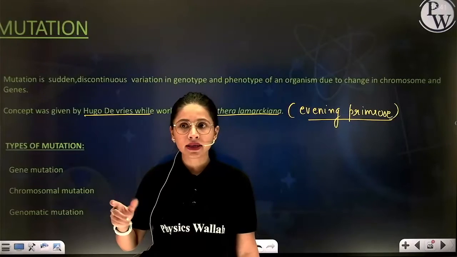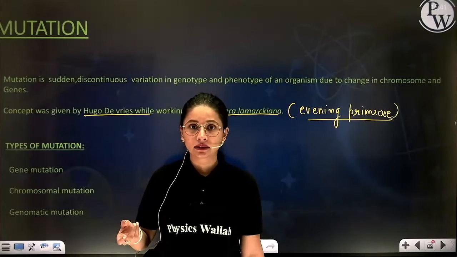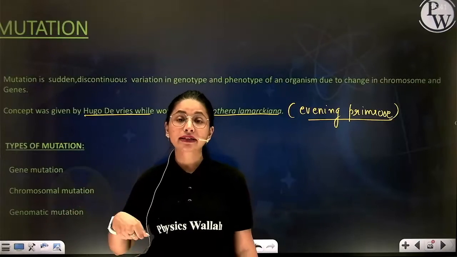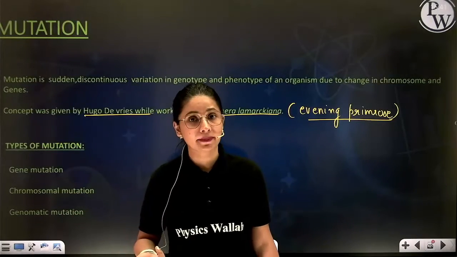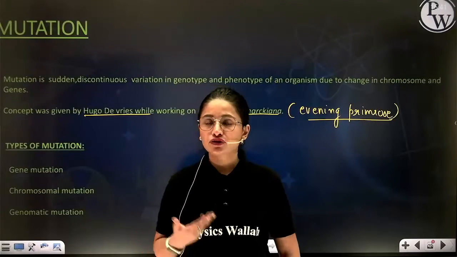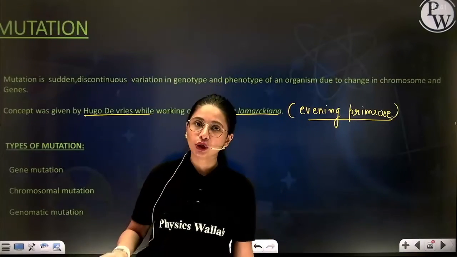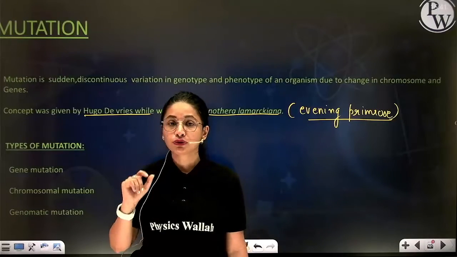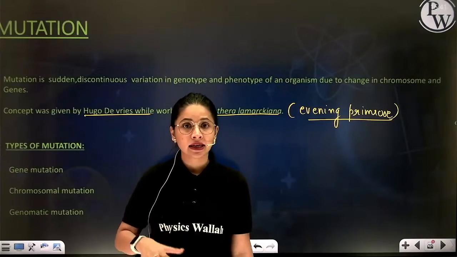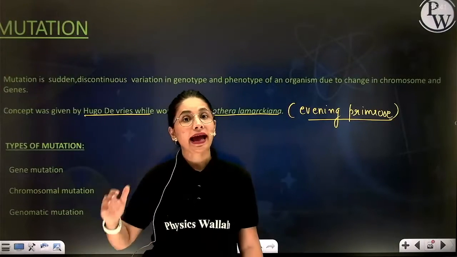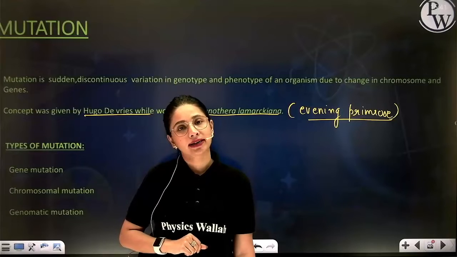So sudden means they are not planned. Any change in the environment occurs which can reflect a change in your genotype. And when the genotype changes, automatically the appearance, the morphological appearance, the phenotype of an organism also changes. So mutations are basically sudden, discontinuous changes in the genotype and phenotype of an organism.